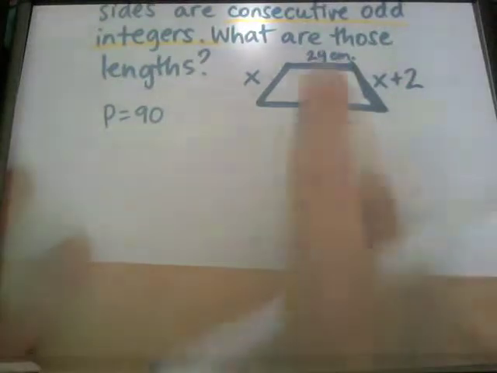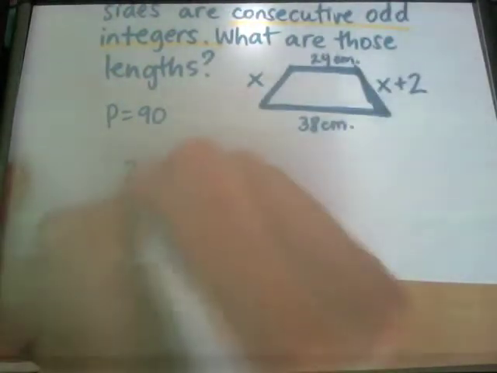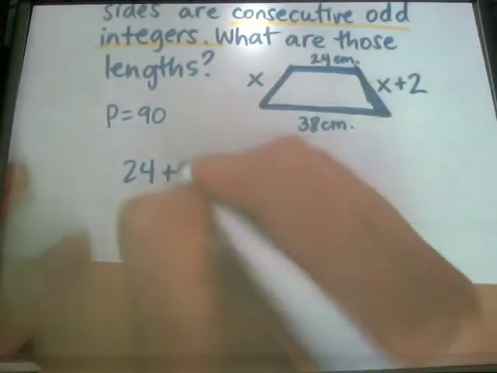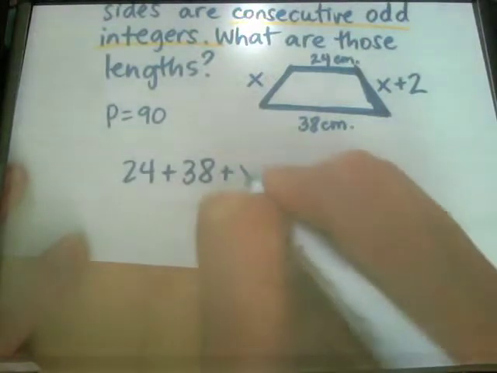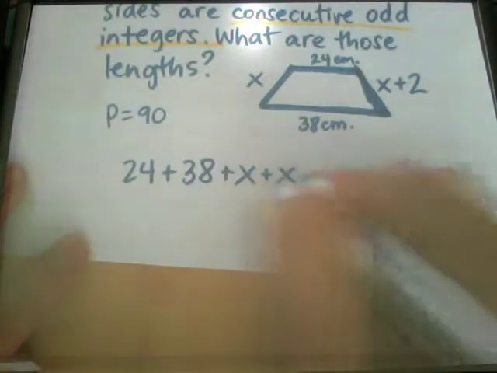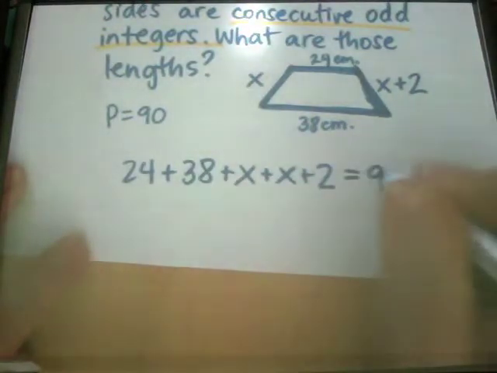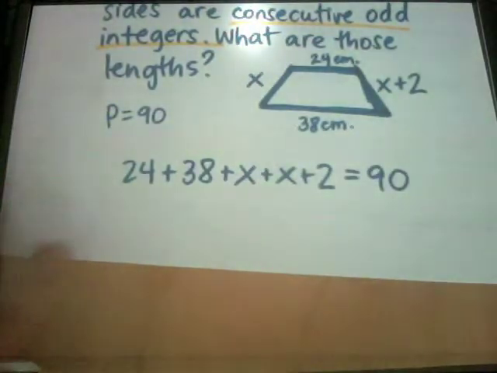So now we just need to get all these pieces. I've got 24 plus 38 plus x plus x plus 2 equals 90. So again, labeling it, or drawing a little sketch, is going to help you visualize what you need to do. And then after that, it shouldn't be too difficult. I hope.